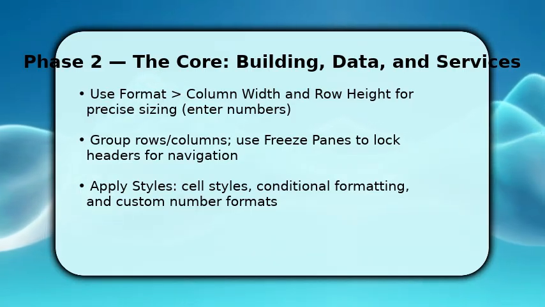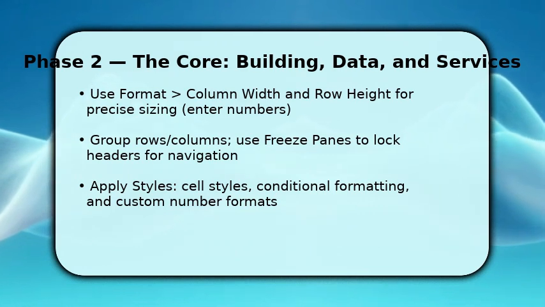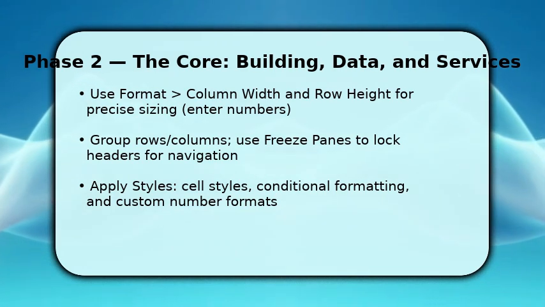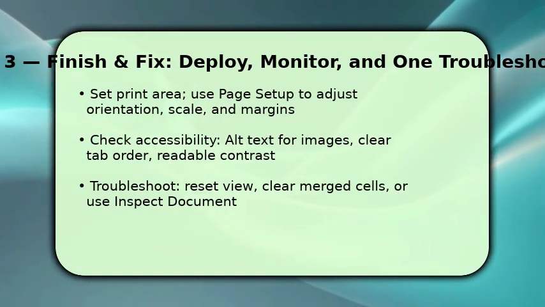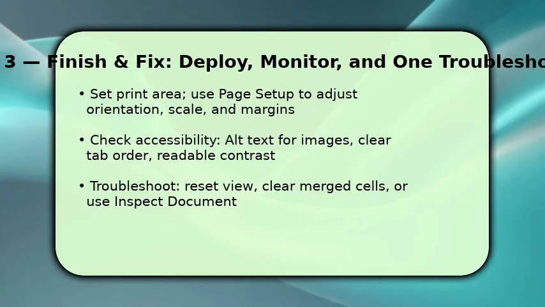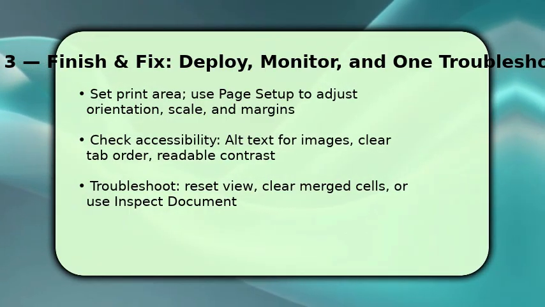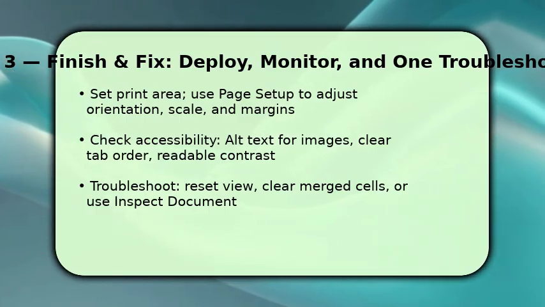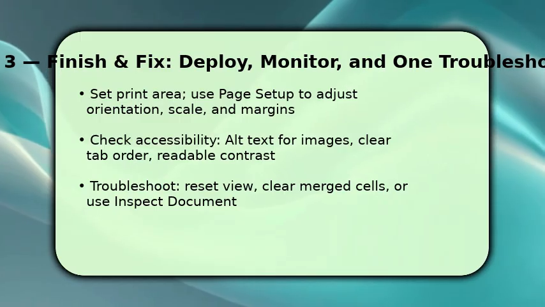Once these middle steps are complete, inspect alignment in both normal and page break preview before final tweaks. Finish by preparing the layout for sharing and printing. Define the print area, then open Page Setup to set orientation, scaling, and margins so tables fit on intended pages. Make accessibility checks. Add alt text, ensure contrast, and confirm logical tab order.